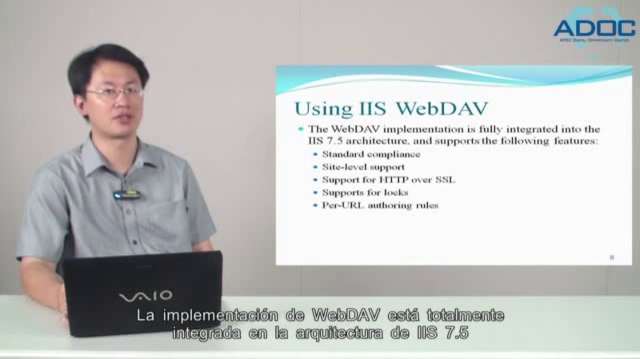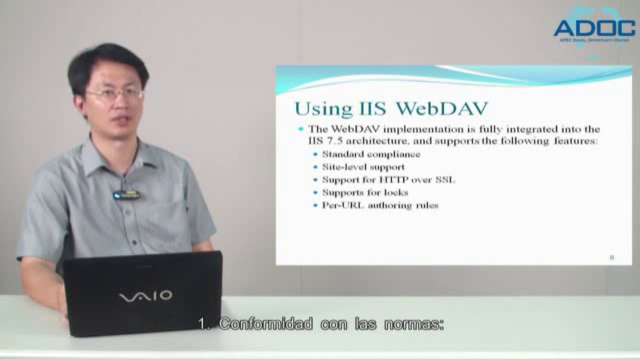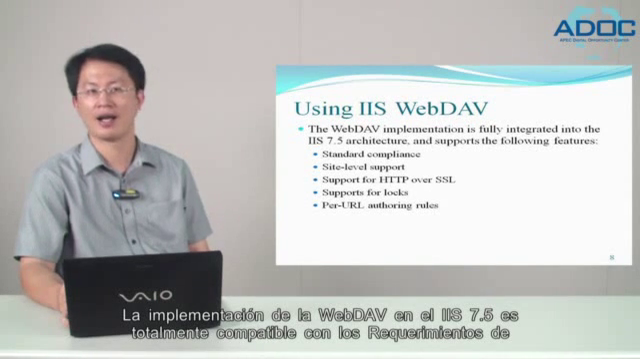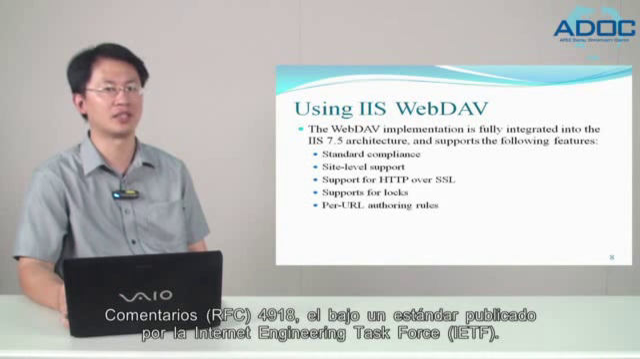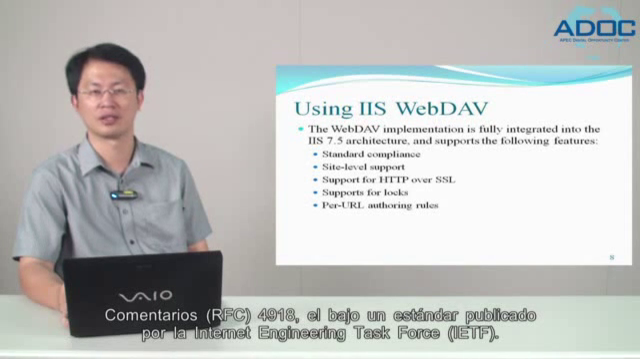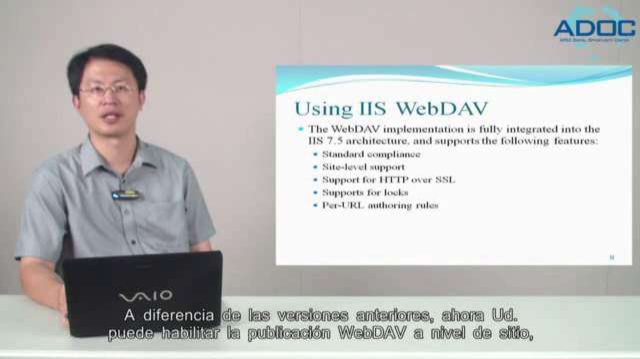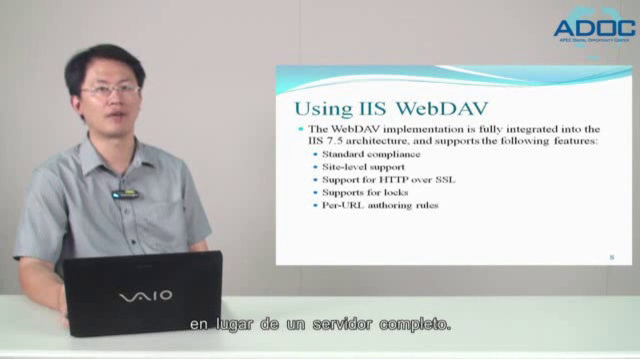The WebDAV implementation is fully integrated in the IIS 7.5 architecture and supports the following features. First, standard compliance. The WebDAV implementation in IIS 7.5 is fully compliant with the Request for Comments RFC 4918 standard published by the Internet Engineering Task Force, IETF. Second, site level support. Unlike earlier versions, you can now enable WebDAV publishing at the site level instead of on the entire server.